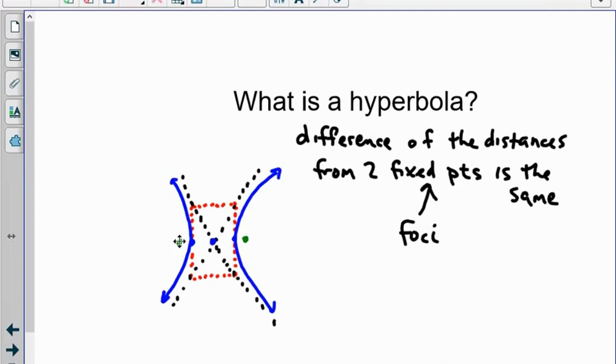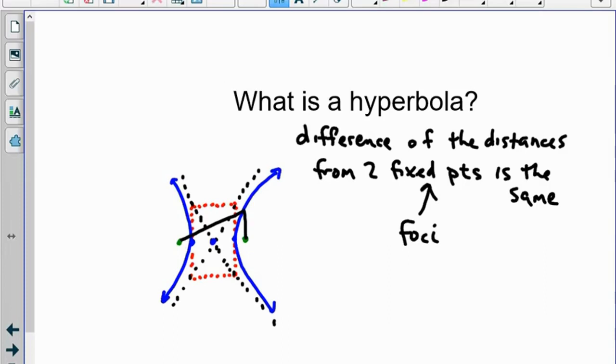And so from these focus points, if you took the difference, so that length minus that length, you subtracted the short length from the long length, that would be the same distance at every single point on these blue curves on this hyperbola. So that's something to keep in mind.